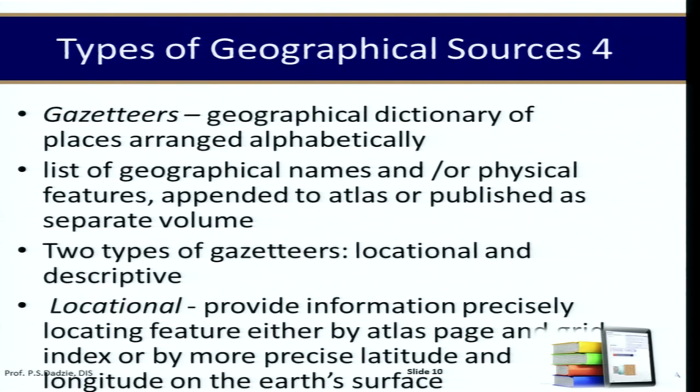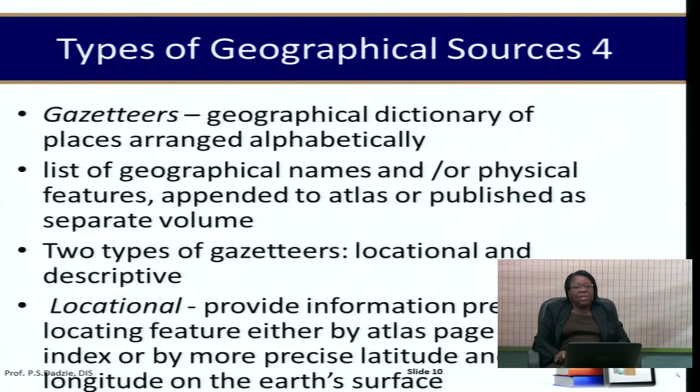So let's go to the other category of geographical sources, which are the gazetteers. The gazetteers are a geographical dictionary of places arranged alphabetically. Every atlas has a gazetteer. So at the end of the atlas, we have a list of names arranged alphabetically, making reference to the contents of the atlas. Now, when the geographical dictionary stands alone, we call that a gazetteer.